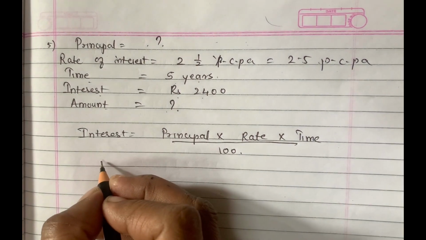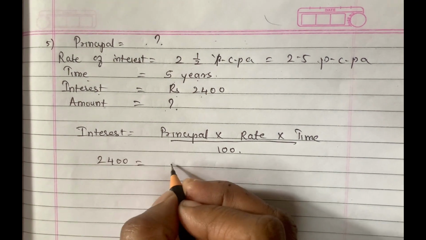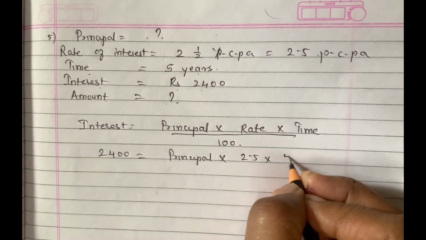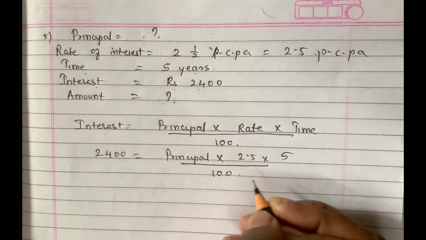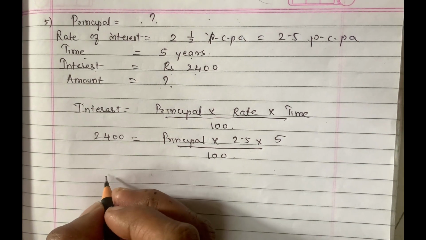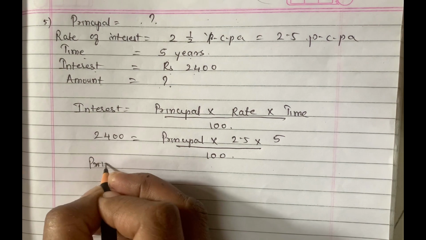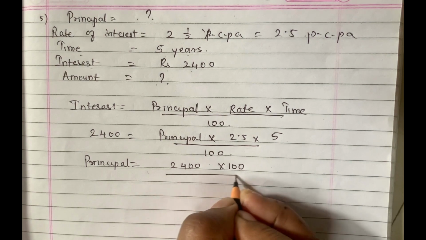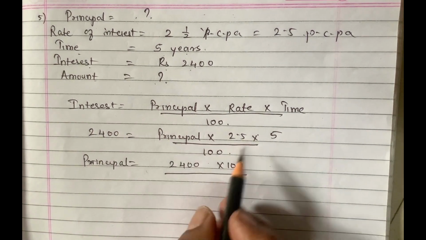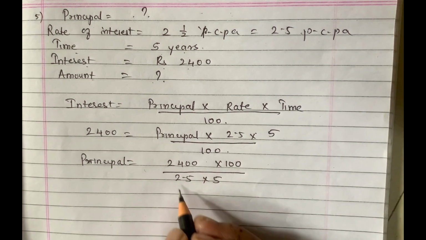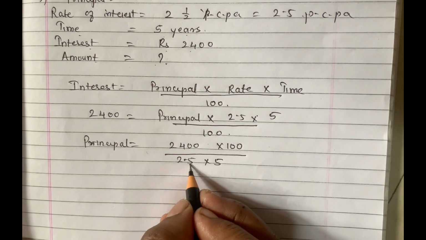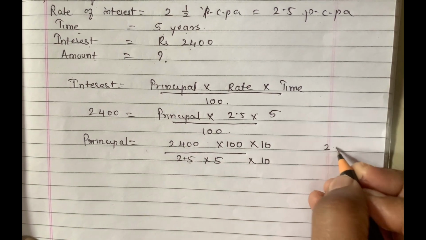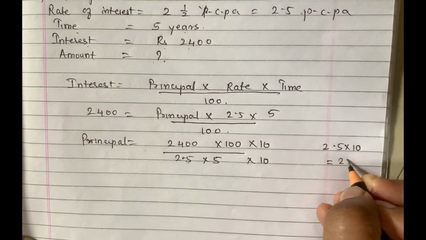Now what is our interest? That is 2,400. Principal you don't know, so you write principal. Rate is 2.5 into time is 5 upon 100. Now we will do the cross multiply. So principal will become 2,400 into 100 upon, the denominator has gone to the numerator and the numerator becomes the denominator. Now there is a decimal. I want to remove the decimal, so I am multiplying both numerator and denominator by 10. I have already told you 2.5 into 10, that is 25.